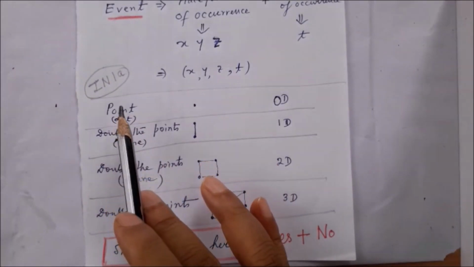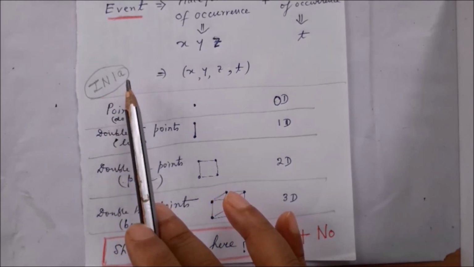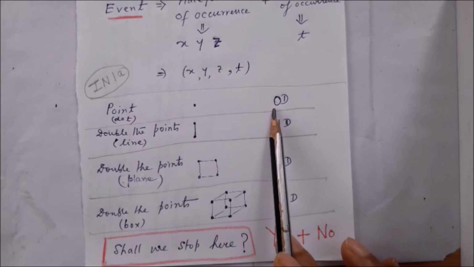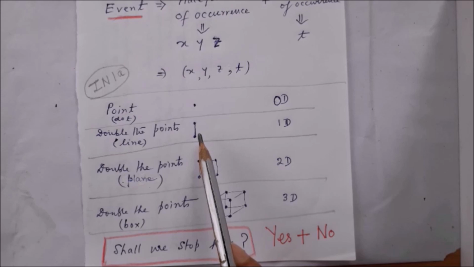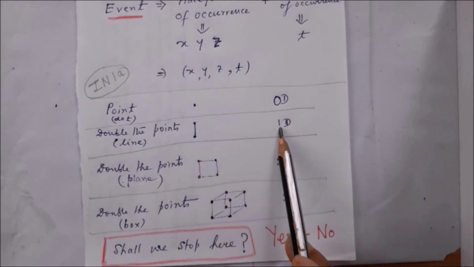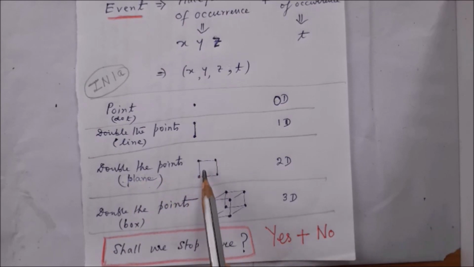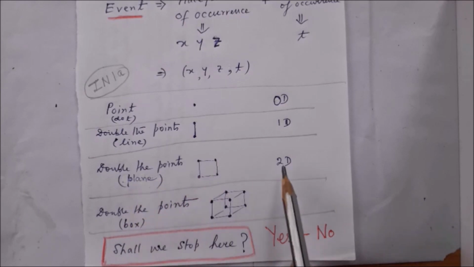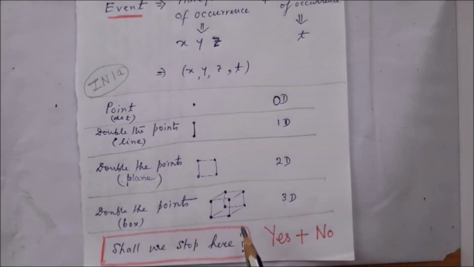Now look at this. We defined a point in lecture IN1a. It has 0 dimension. Now double the number of points, join them, get a line. This is 1D. Now double the number of points again and join them to get a plane, which is 2D. Now double the points again, join the points to generate a box. It is 3D. So we have got to the answer. The three spatial dimensions have been obtained.